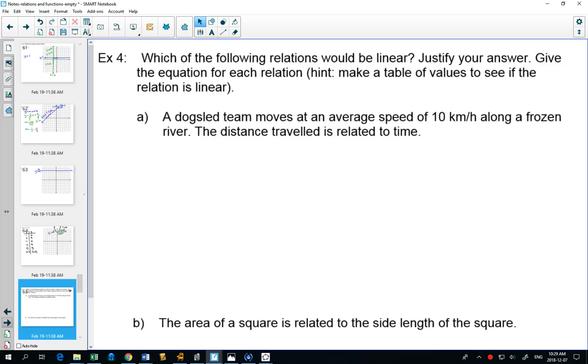A dog sled team moves at an average speed of 10 kilometers an hour along a frozen river. The distance is related to the time. So first of all, in order to make a table of values, we have to think about the situation and say, what's our independent variable? What's our dependent variable?